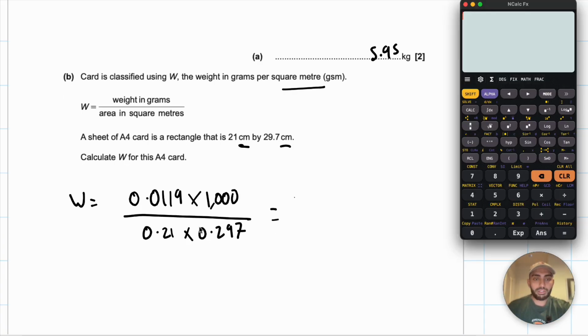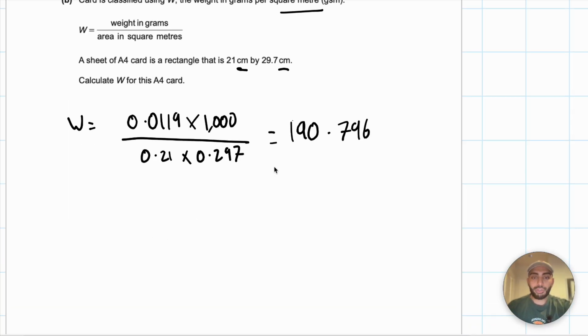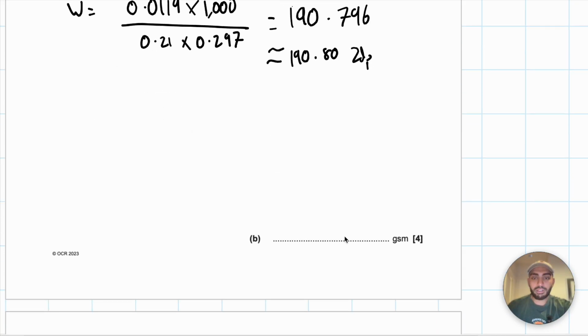So I'll type all of this into my calculator and I get 0.0119 multiplied by 1,000, and that's being divided by 0.21 multiplied by 0.297. That gives me 190.796. If I round this to 2 decimal places, I get 190.80. That's my final answer.